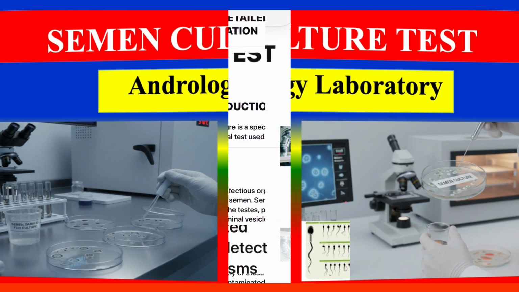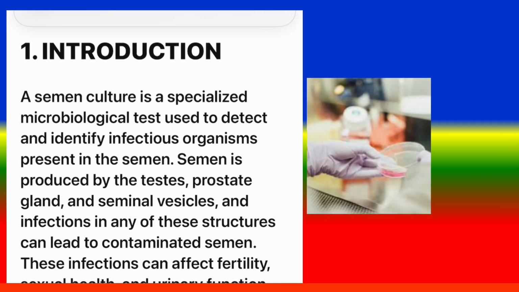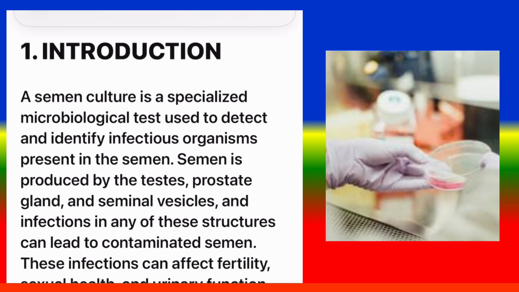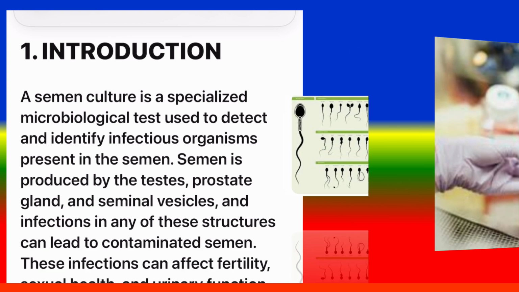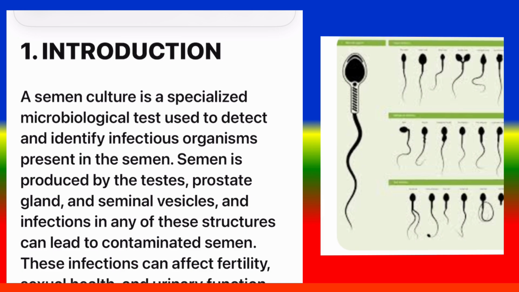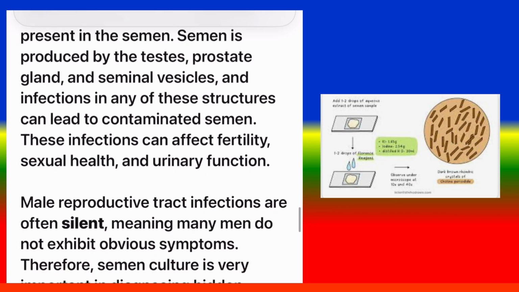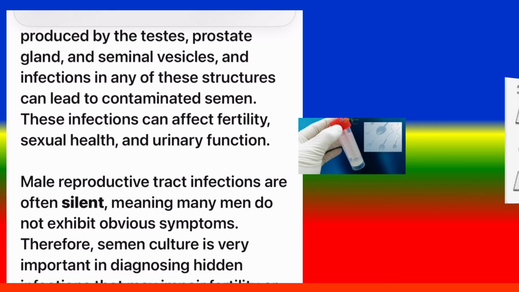Number 1, introduction. A semen culture is a specialized microbiological test used to detect and identify infectious organisms present in the semen. Semen is produced by the testes, prostate gland, and seminal vesicles, and infections in any of these structures can lead to contaminated semen. These infections can affect fertility, sexual health, and urinary function.